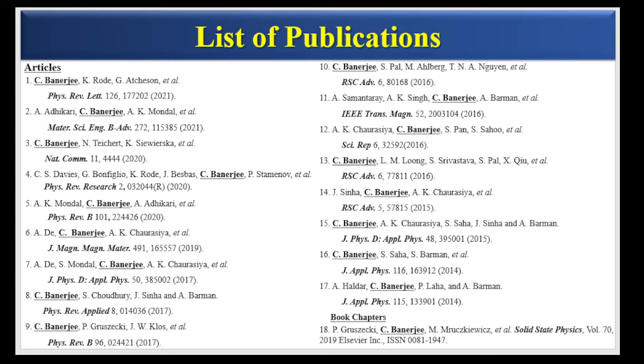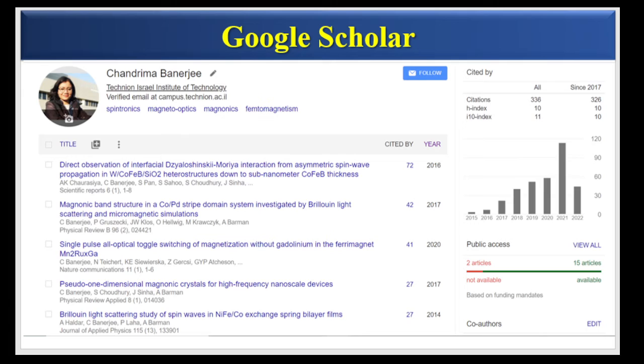So here is the list of my publications. So far I have authored 16 peer-reviewed journal publications, 1 conference publication and 1 book chapter. Among them, 8 articles are in first authorship. For more information on my research work and publications, please visit my Google Scholar page.